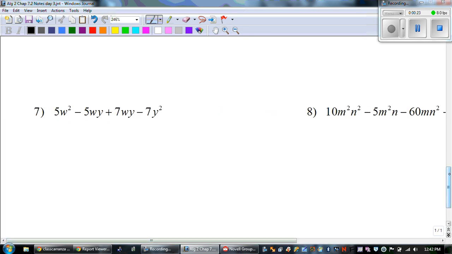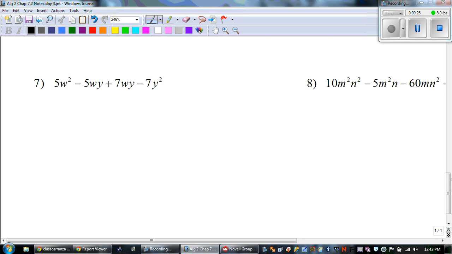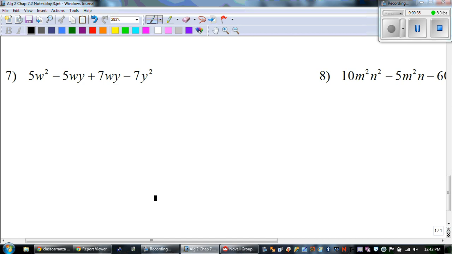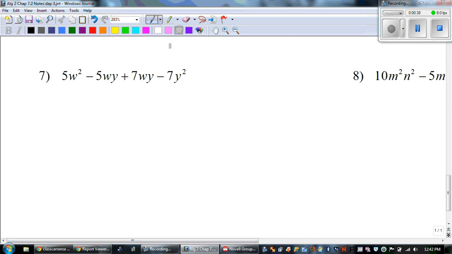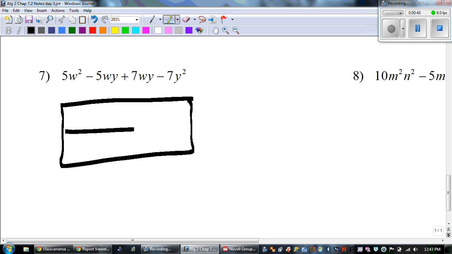Now, before we start setting up the box, we need to ask ourselves, is there a GCF out of everything? For number 7, no. Now, if you don't like the box method, remember, it's perfectly fine for you to cut this in half. We're just showing another way to do it. So I've got 4 terms right away, so I don't have to do that A times C or anything.